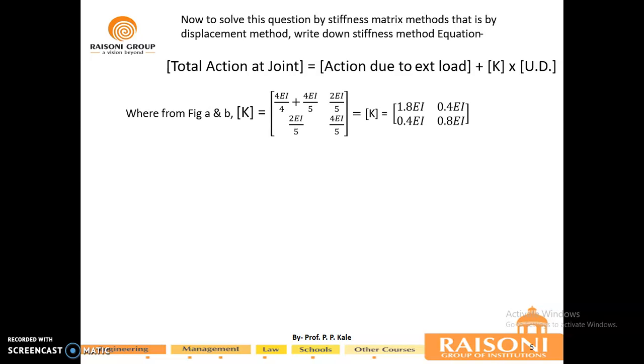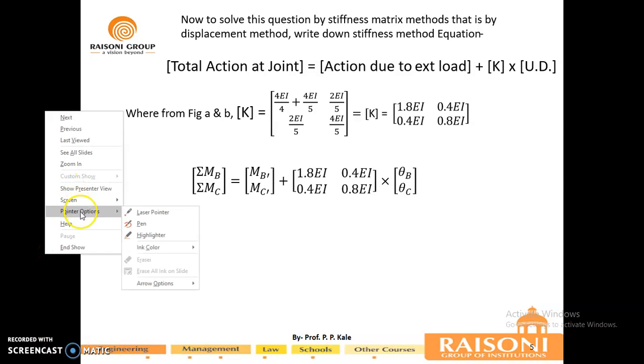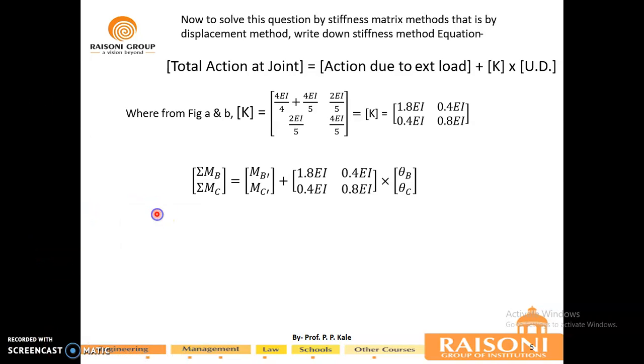So from figures A and B we will get this stiffness matrix like this, and adding all these figures we will get this stiffness matrix. And for writing the entire stiffness equation, this will be your stiffness equation. So for that I will use the pointer. Okay, so this is your stiffness equation.